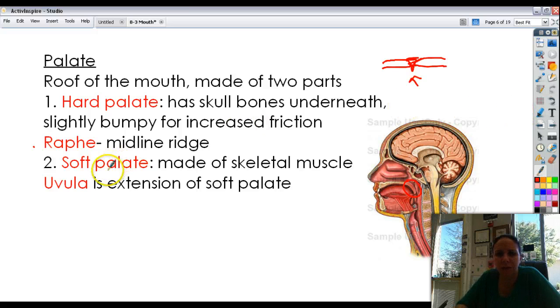In the soft palate, it doesn't really have a ridge, but it does have a little dangly thing in the back, and that is your uvula, which is just an extension of the soft palate, and it makes sure that when you swallow your food, it directs it to go down instead of back up and through your nose.